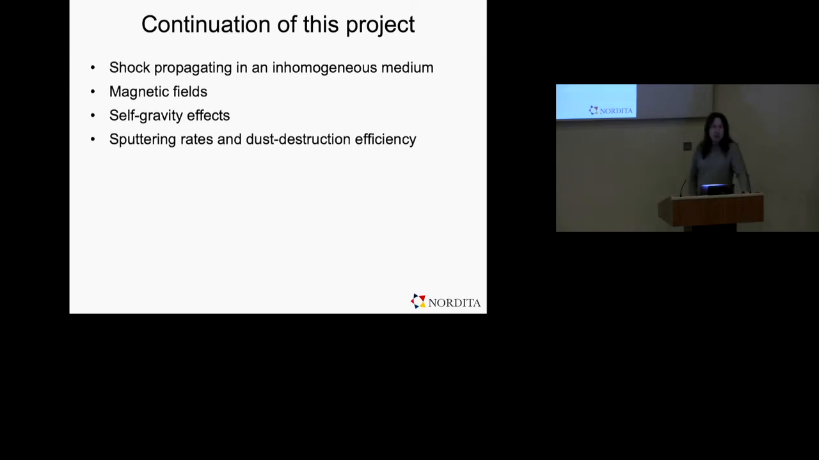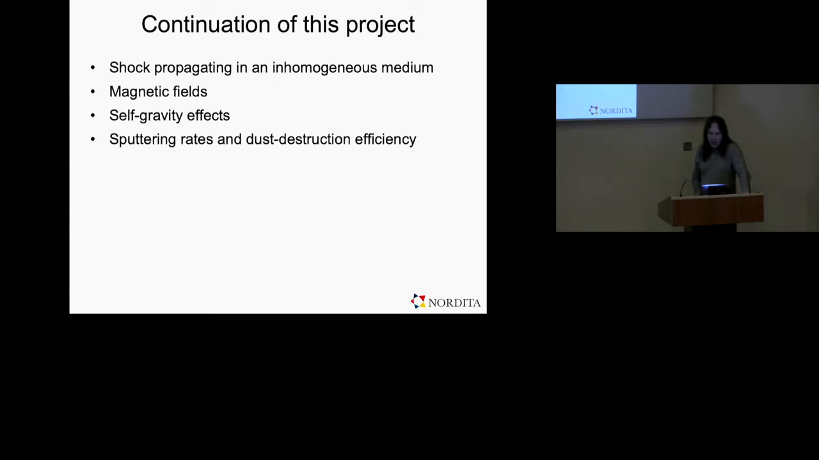So what would then be the continuation of this project? Well, it would of course be interesting to look at propagation into an inhomogeneous medium. And especially as you saw that increasing the density of the medium was also affecting what's happening in terms of instabilities. So if you have an inhomogeneous medium with dense clumps, or relatively dense clumps, not quite as dense as the clumps we heard about in the last talk, things will be completely different, I'm pretty sure. Adding magnetic fields will also change the picture.